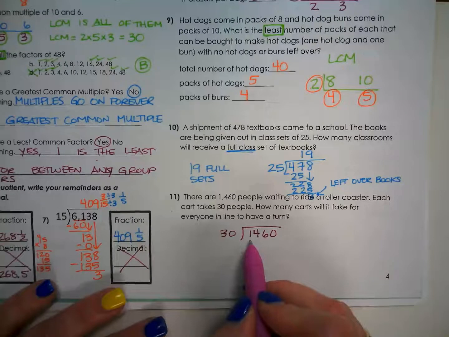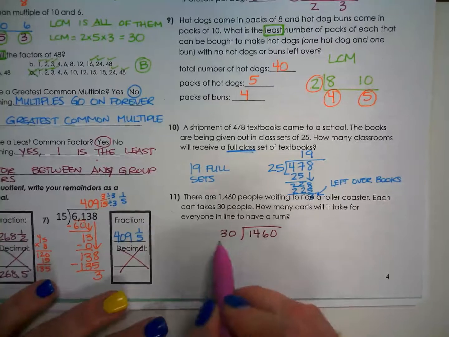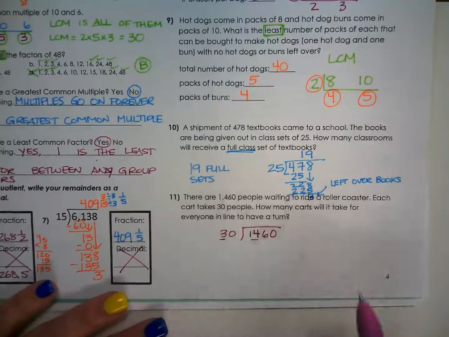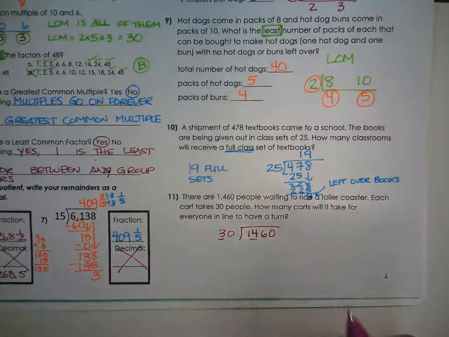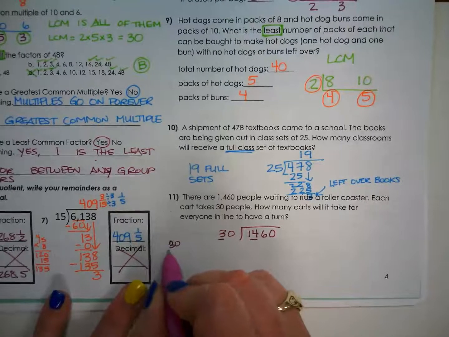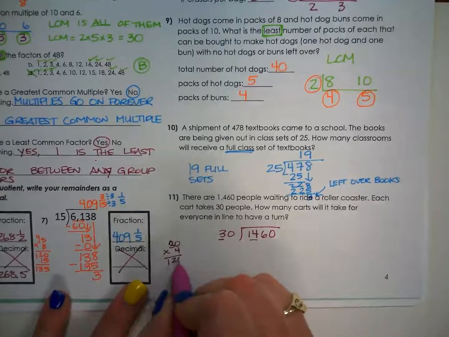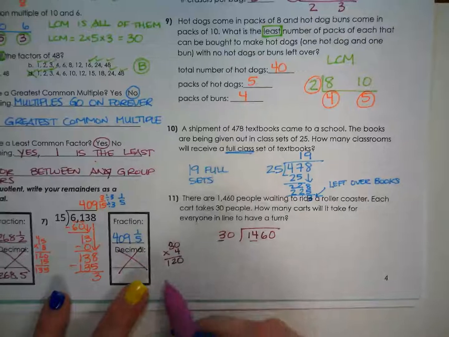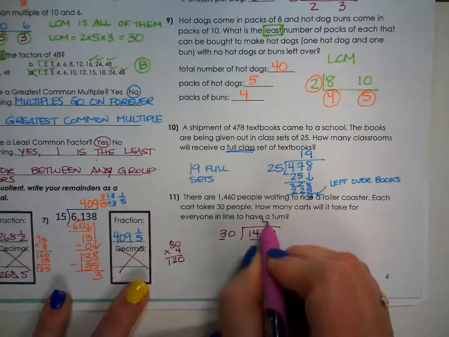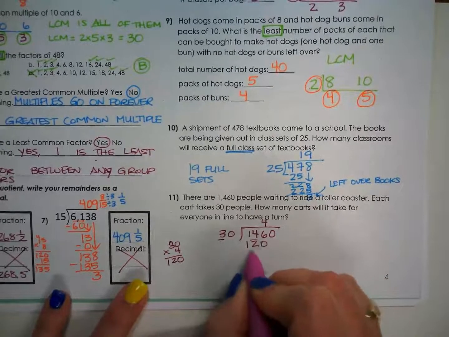30 doesn't go into 1, doesn't go into 14, but it does go into 146. So I use a little front-end estimation here. I look at the 3 and I look at the 14. About how many 3s go into 14? That's about 4. So let's try 4. That gets me 120. If I add another 30, I'm going to be all the way up to 150, and that's just too much. So I know that 4 is the correct estimation, and then I'm going to subtract.